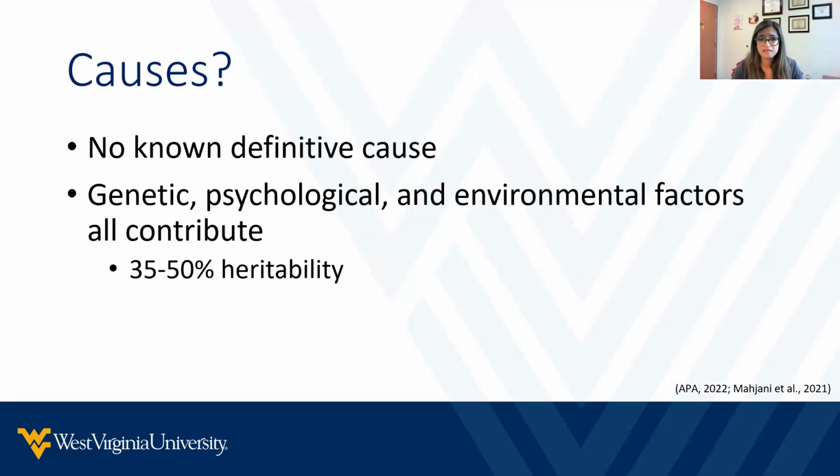In terms of causes, like most of our psychiatric disorders, we can't give a definitive cause, but we know that genetic, psychological, and environmental factors all contribute. And there is a relatively high heritability rate here, between 35 to 50%, which is the most recent stat I saw. And in my own experience, I see it run in families. So if your mom or dad had OCD, you are at a significantly greater risk to have OCD yourself.